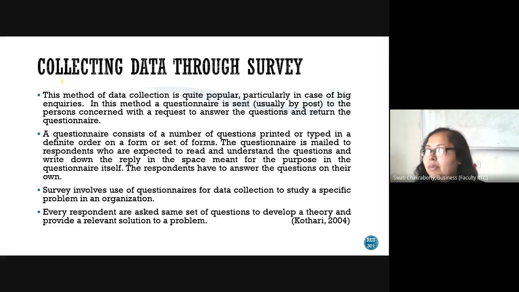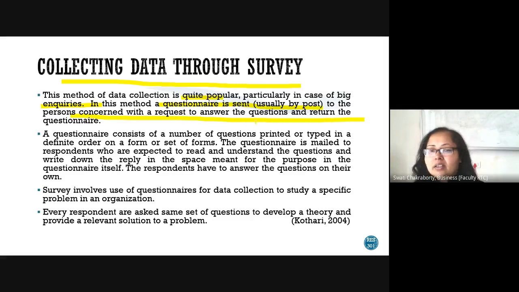If you see these videos, it talks of how to frame interview questions and how to conduct an interview. Now the next is collecting data through survey, or as we say, questionnaire. It's quite popular, especially in case of big inquiries. A questionnaire is sent, usually by post, to the persons concerned with a request to answer the questions and return it to the interviewer. It consists of a number of questions printed or typed in a definite order on a form or set of forms, which is mailed to the respondents who are expected to read and understand the questions and write down the reply in the space that is given.